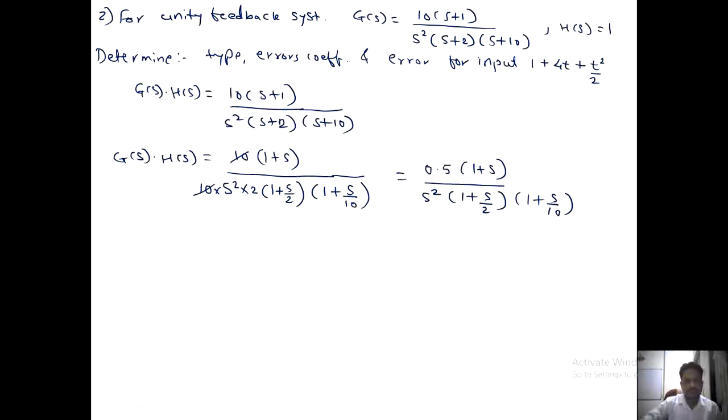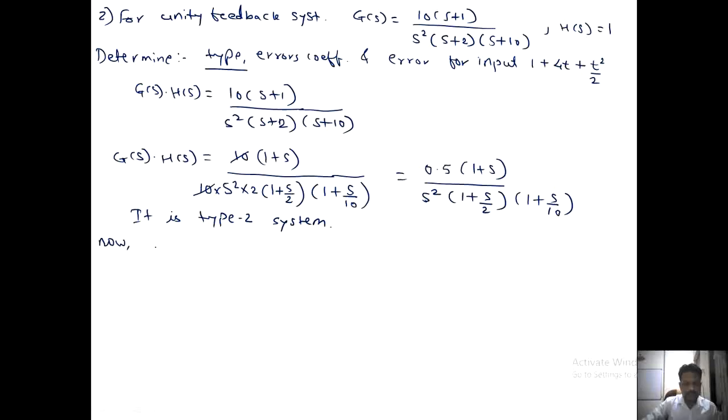Now you can get the answer of the first question, that is the type of system. The type of system will be judged by the power of s in the denominator. So here it is s square in the denominator. S square indicates it is a type 2 system. Why? Because there is an s square. Now error coefficients.